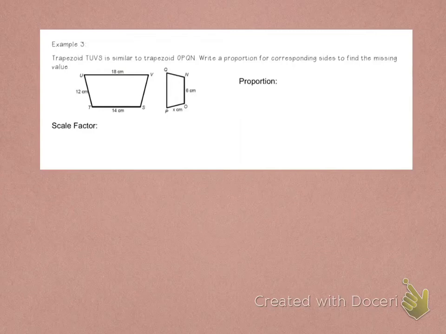Okay, so number 3 says trapezoid TUVS is similar to trapezoid OPQN. Write a proportion for corresponding sides to find the missing value. So again, we want to find the missing value first, which is right here. But if we notice our missing value is on the side, and I don't know if you can tell, but this is actually flipped over. And so we want it to look like this.